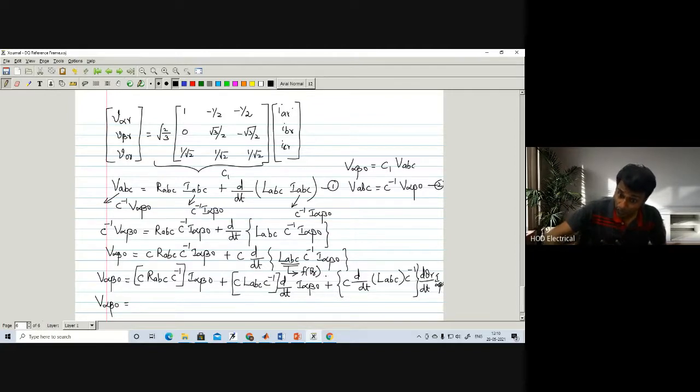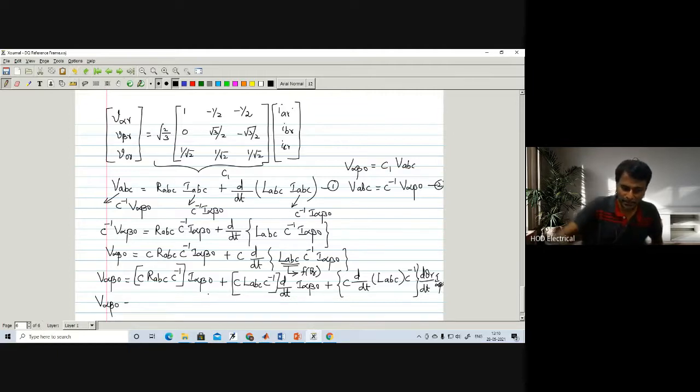Then one more term will also come. What is the value? What is this one more term? It is C d by dt of L ABC into d by dt of C inverse into I alpha beta naught. What is this? This is a constant matrix, so this entire term will be 0, so we have not considered this in our derivations. So this is what we have done.